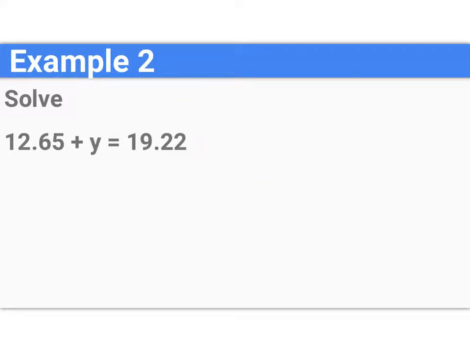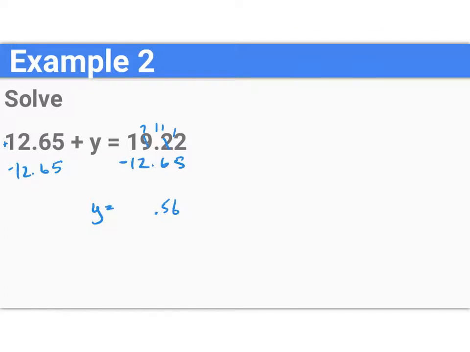Okay, since there's no sign in front of the 12.65, we know it's positive, so we're going to subtract 12.65 from both sides. Subtract 12.65 from both sides. Y will equal, borrowing 6, 56.